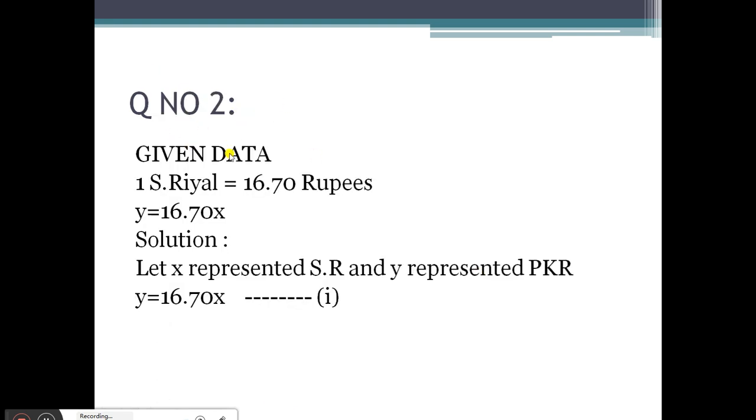Question number 2, given data: 1 Saudi Riyal is equal to 16.70 rupees, and y = 16.70x. Solution: let x represent Saudi Riyal and y represent Pakistani rupees. So the required equation is y = 16.70x.